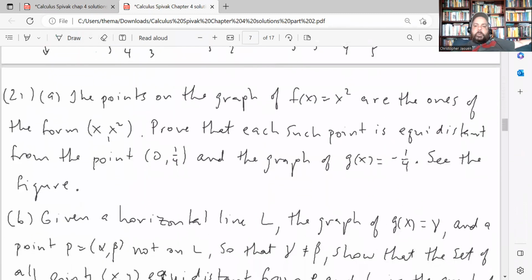All right, question number 21. Part A says the points on the graph of f of x equals x squared are the ones of the form x, x squared. Prove that each such point is equidistant from the point 0, 1/4, and the graph of g of x equals -1/4. See the figure. I drew the figure down below, so I'll show that to you in a second. If you remember when you learned about conic sections for parabolas, this is called the focus. And I believe the name of this line is called the latus rectum, I believe.